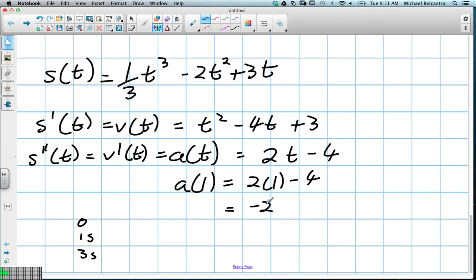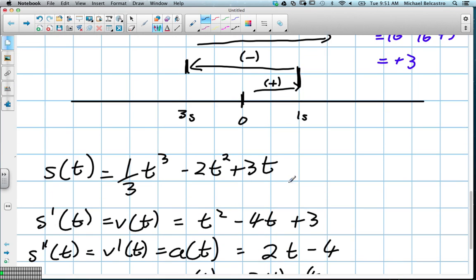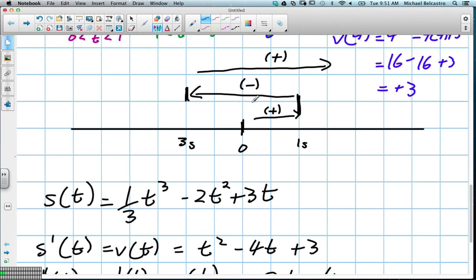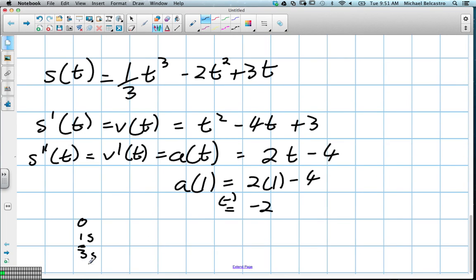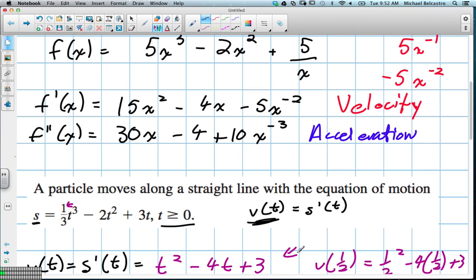So acceleration is a negative value, and at 0 in time we were standing still, which meant it was starting to head in a negative direction, and it was accelerating in a negative direction. At 3 seconds, acceleration at 3, 2 times 3 minus 4, we have positive 2. At that point, it was standing still, so it was starting to accelerate in a positive direction.